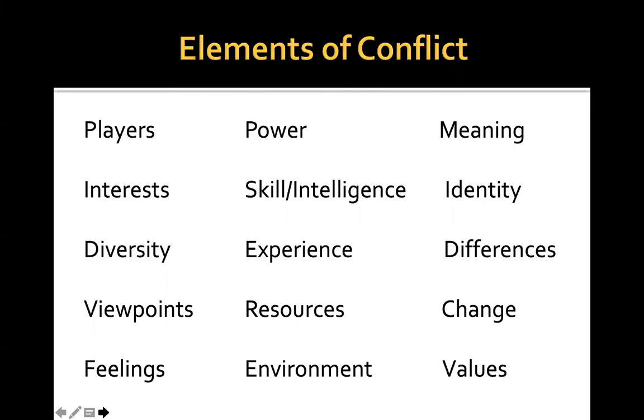The resources that are available or the lack of resources. The environment that's created in a school system. Every school, every classroom is going to have a different environment. The meaning, how you interpret the conflict, identity, differences, change, and then values. So all these are elements that could come into play. But I think when dealing with students in a school system, they're all going to come into play, but the values and the players and the interests are going to have more of a heightened effect.